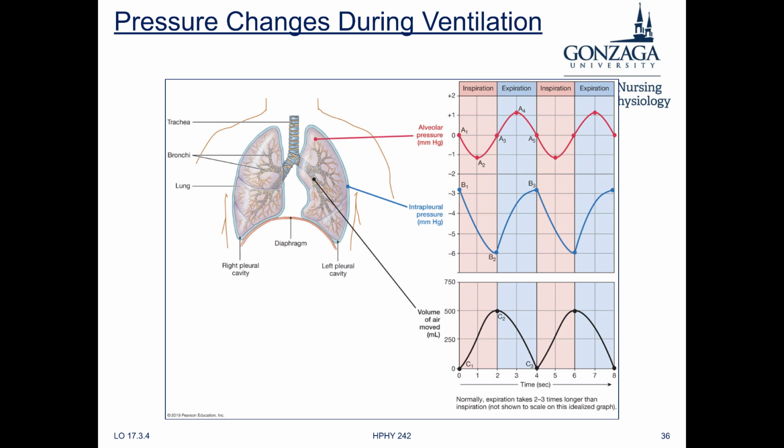The last thing I want to mention to tie all these points together is how, during inspiration and expiration, the pressure in the alveoli and the intrapleural cavity is going to change, and how that relates to the movement of air. So we've got this graph over here, and it's just showing respiratory cycles. We start here at the end of expiration, and we've got one respiratory cycle. That's a round of inspiration and expiration.